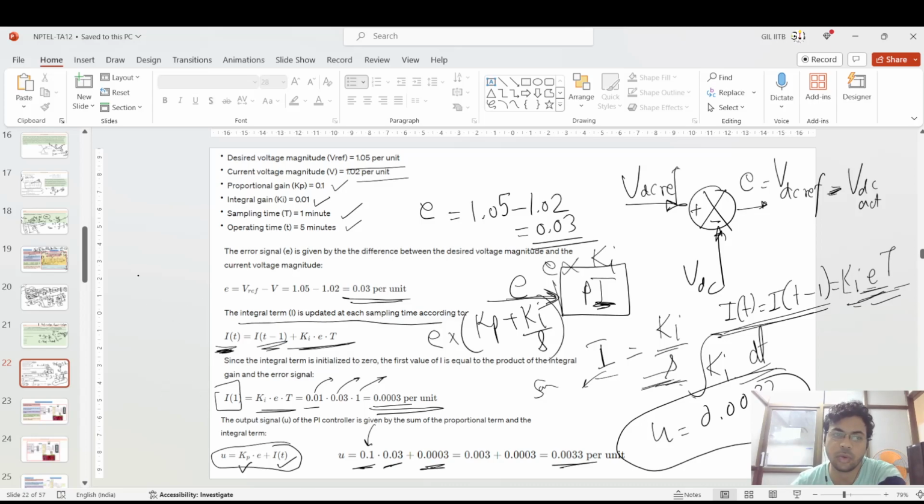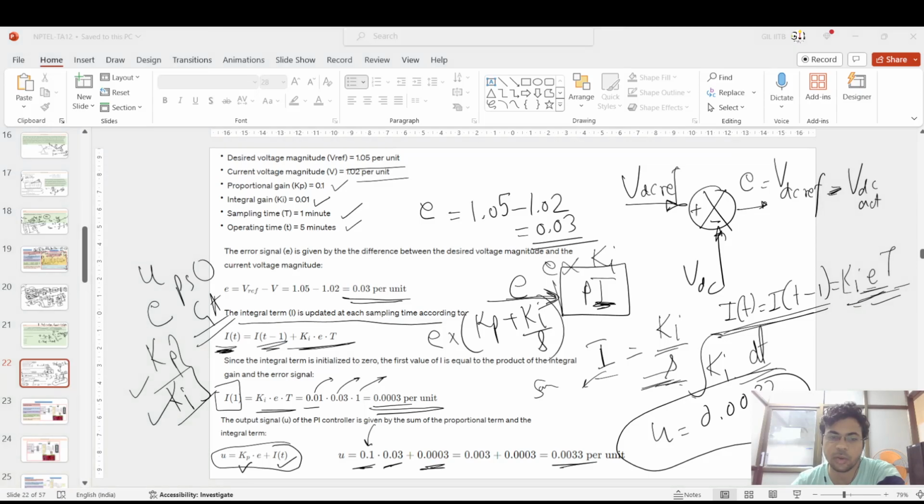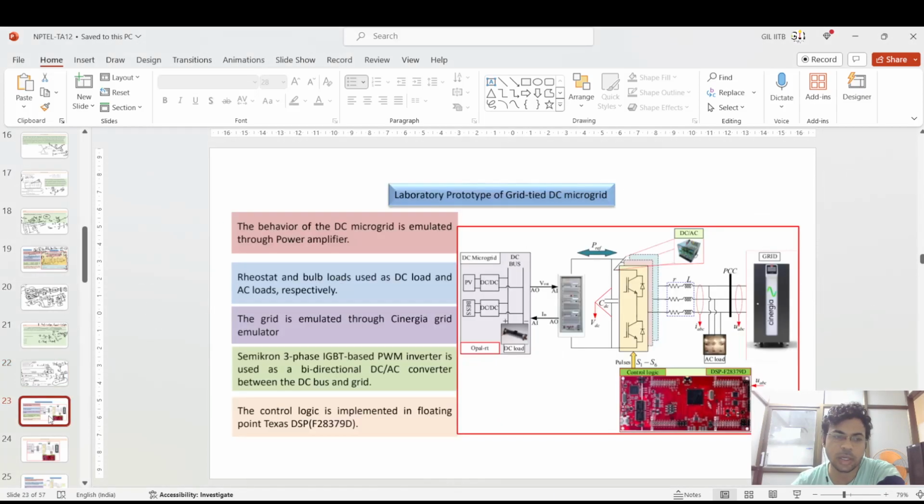So this is the whole crux, and you can also go with the reverse stage: if you have the U value and the error value, you can find out the KP and KI values. There are multiple algorithms for that, such as the PSO algorithm and genetic algorithm, for optimizing and getting these KP and KI values. Mostly people do hit and trial for selecting the KP and KI values.